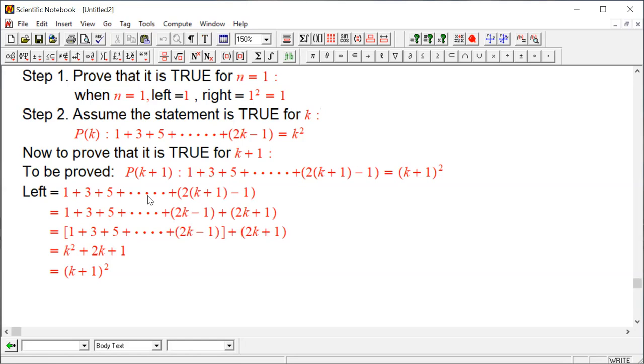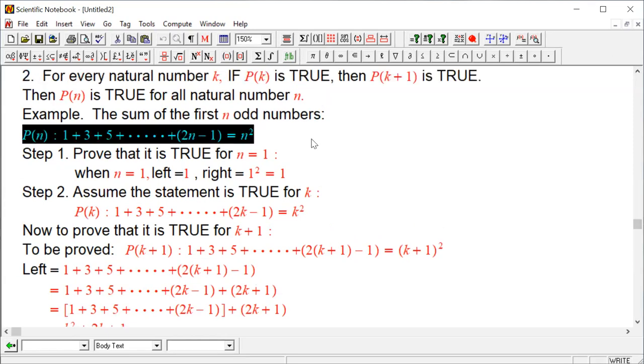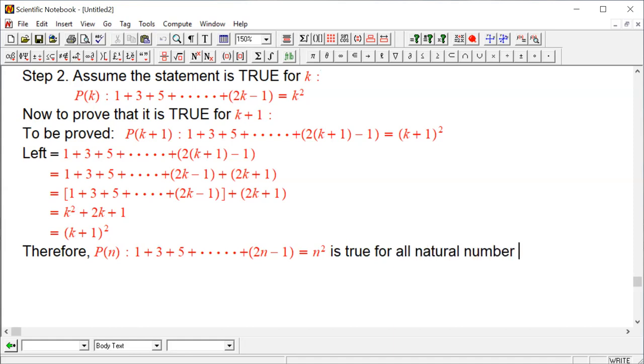So having proved these two steps, we can now say that this statement is true for all natural number n. So this allows us to keep going that process forever and ever. So this is the mathematical induction method.